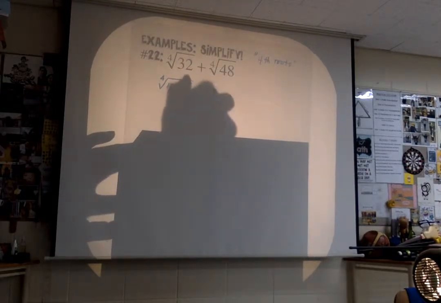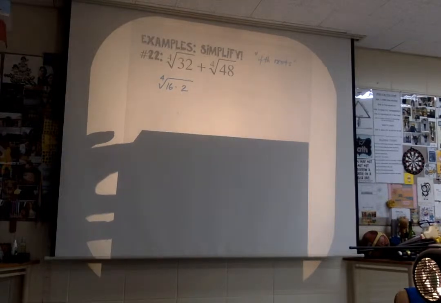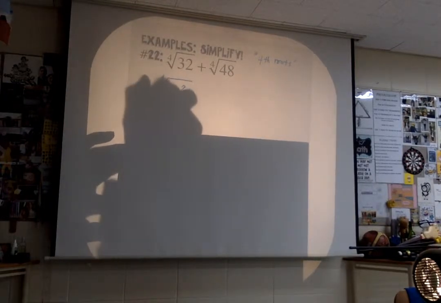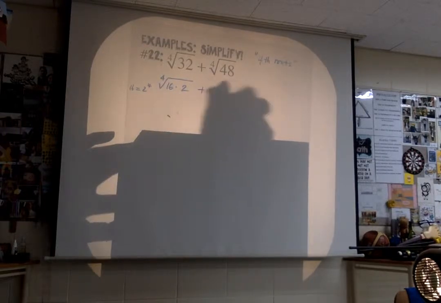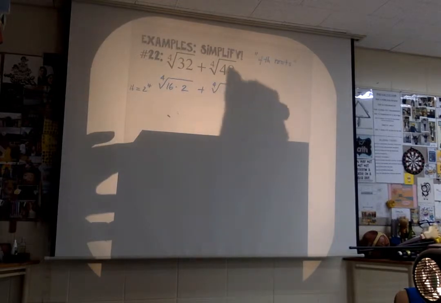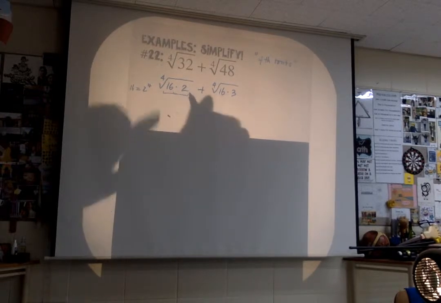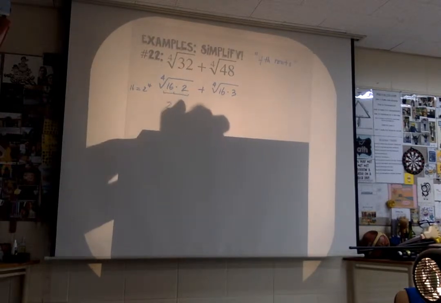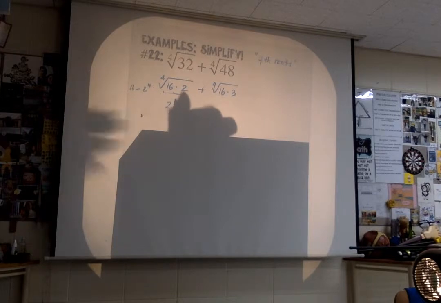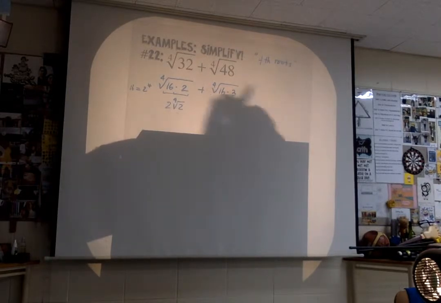Now we're a little better with this, right? So it's 16 times 2, because 16 equals 2 to the fourth. Plus, how about 48? What's the biggest perfect fourth that goes into 48? Well, it's again 16 times 3. Okay? So now let's actually simplify this first, okay? The fourth root of 16 is 2, so it's 2 fourth root of 2. How about here? The fourth root of 16 is 2, so it's 2 fourth root of 3.